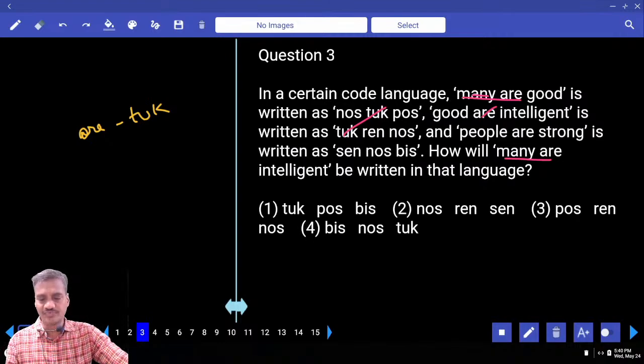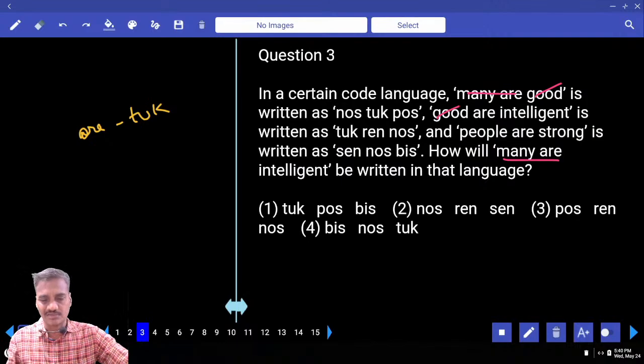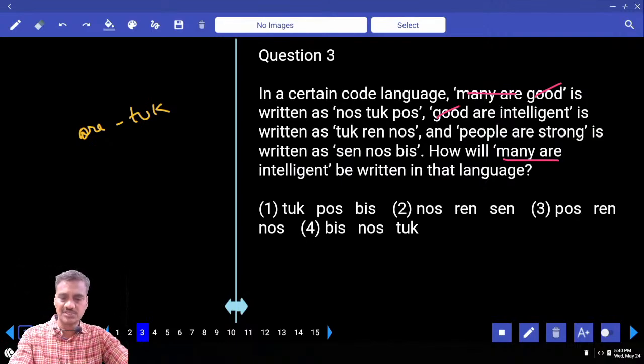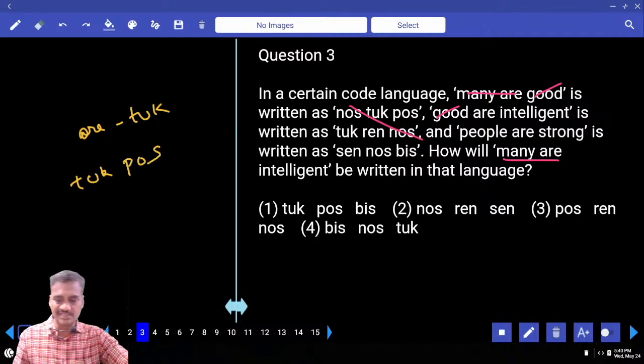Then what is the code for this one? Now many are good. Now we have many and are. Here also many and are. Now good are intelligent. Good is the word that is common here. As good is common, what is the code that is common? NOS. Now good is NOS, and many and are are TUK, POS in any order.